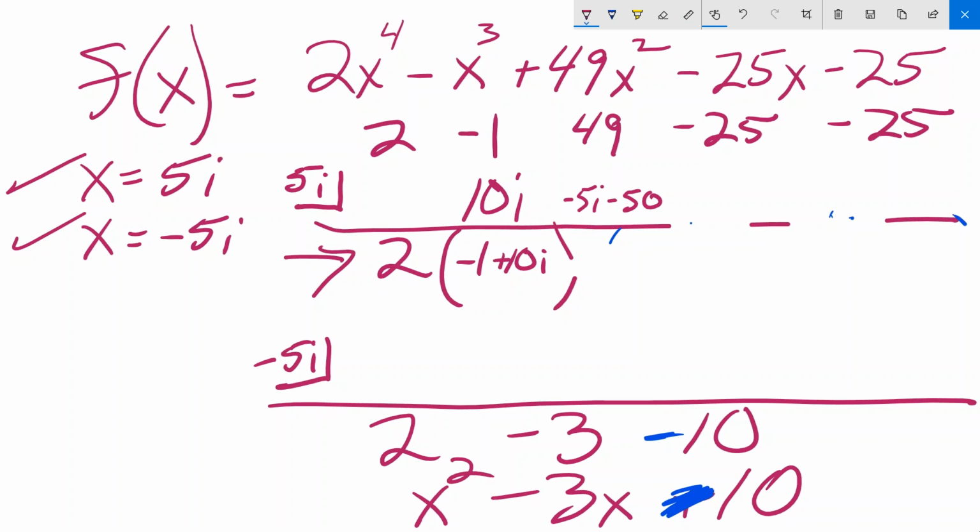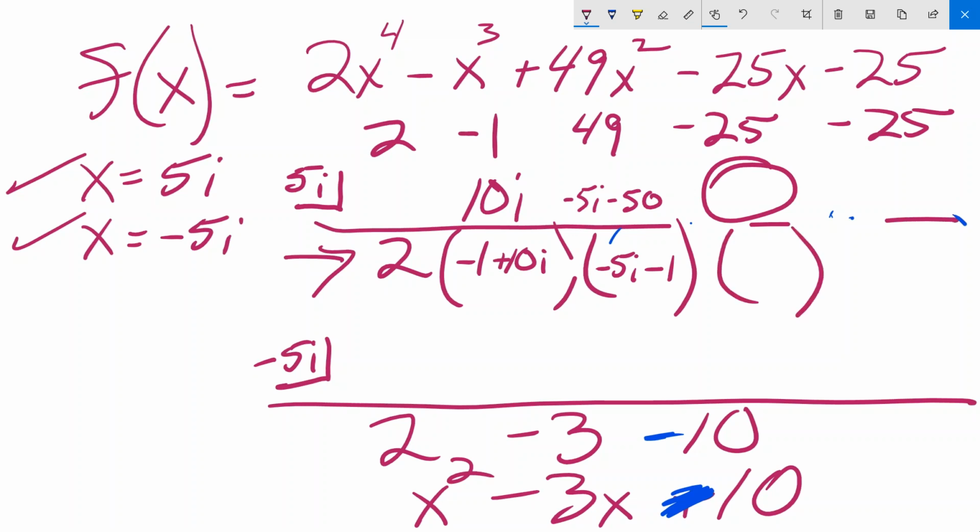Okay. So now I'm going to add 49 to this number, and I'm going to get minus 5i minus 1. Now I'm going to do the whole same thing again to get a number there. And this has to be 0, or else they were lying to you when they said they were factors.